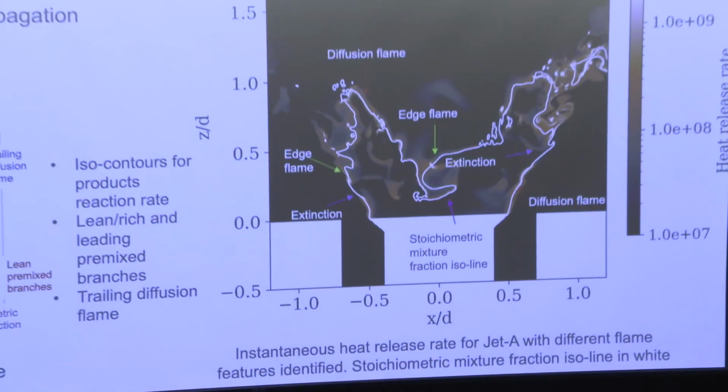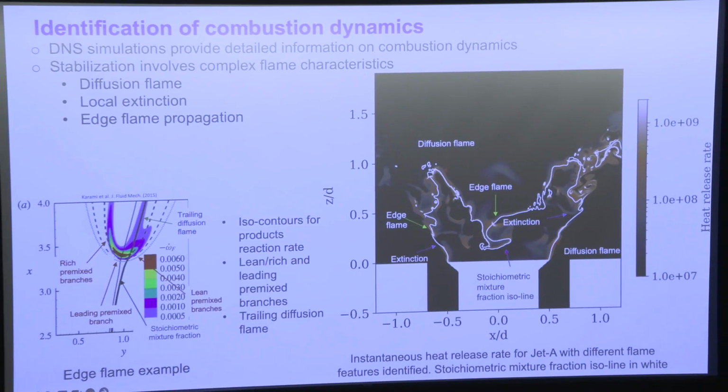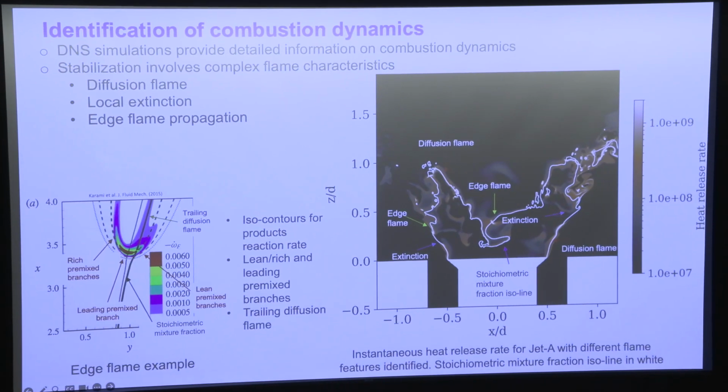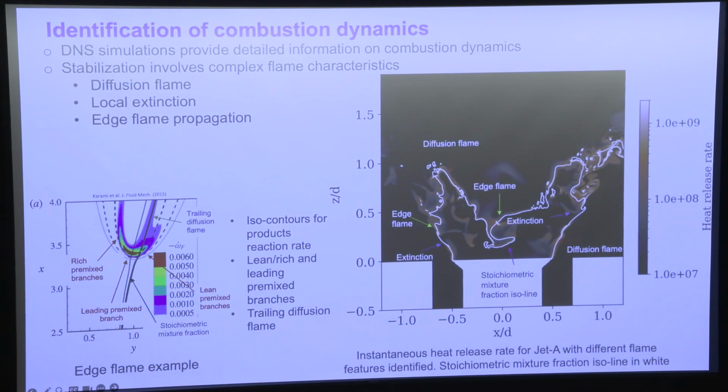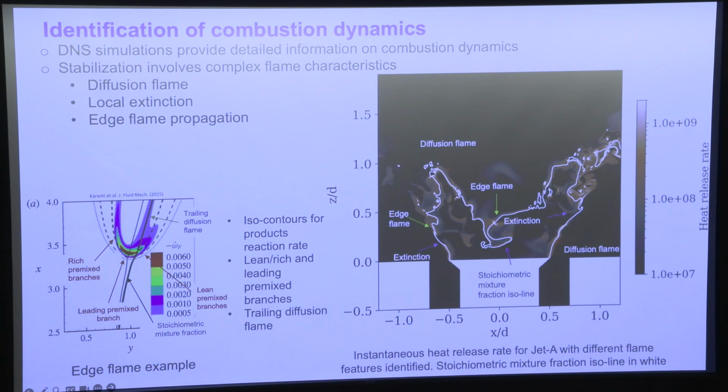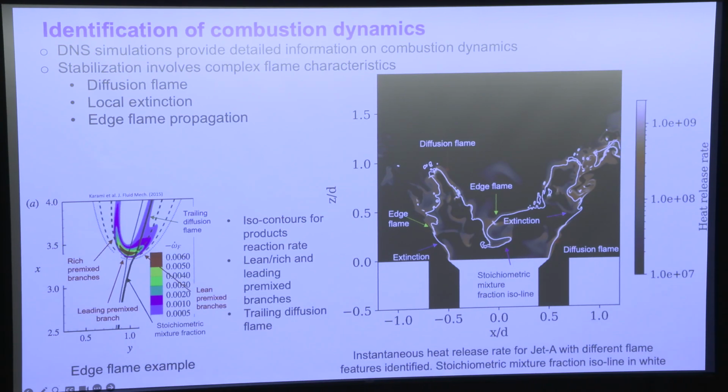So this is just a center plane cut through the instantaneous heat release rate field. And what I'm showing here is the stoichiometric mixture fraction line. This is the white line in the image. And there are several features that I want to show that exist at any given time. And so we see regions that are locally quenched, labeled as extinction. So there's discontinuities, disconnected heat release layers. We see lots of diffusion flame combustion going on. And then we also see some evidence of triple flames.